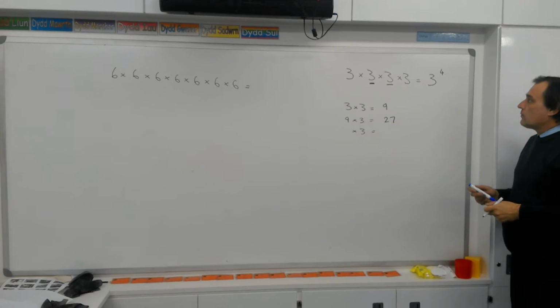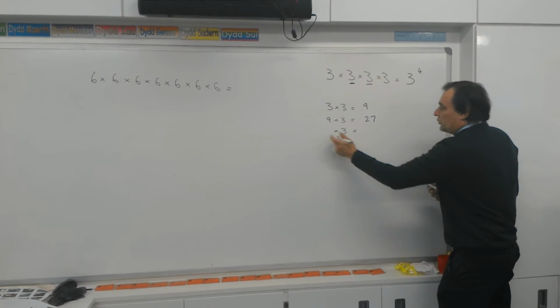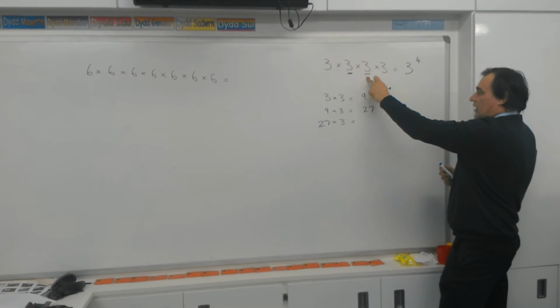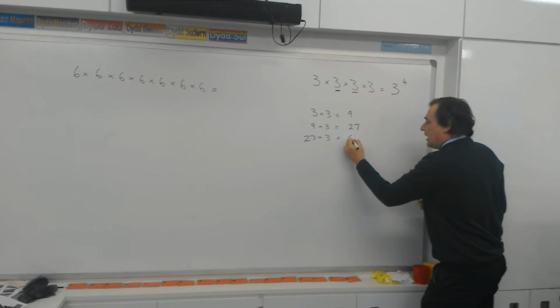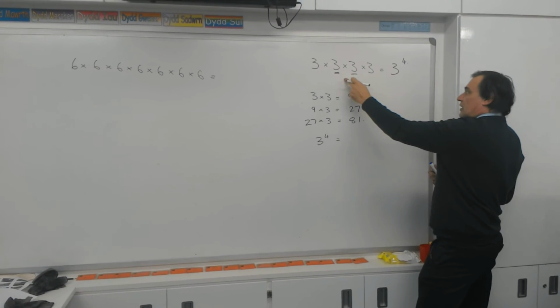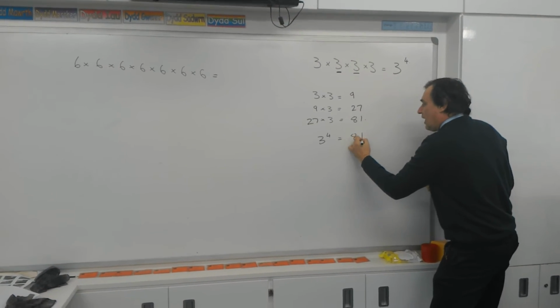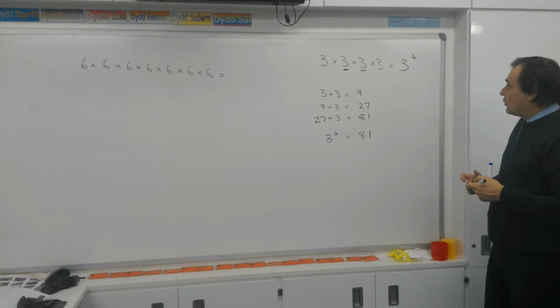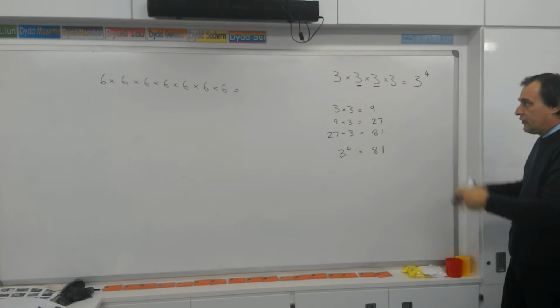If I then do, to get to the end of it, I've got to do the 27 now, because I've got it to here, that's 27 by 3, and that gives me 81. So in other words, 3 to the 4, in other words, 3 times 3 times 3 times 3 equals 81. That's how you work it out. So you could do that for sums like that, that's easy enough.